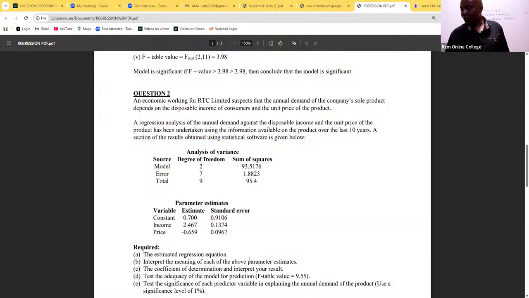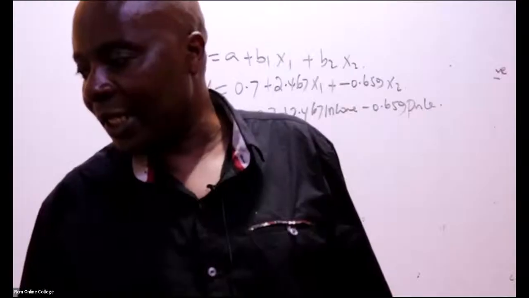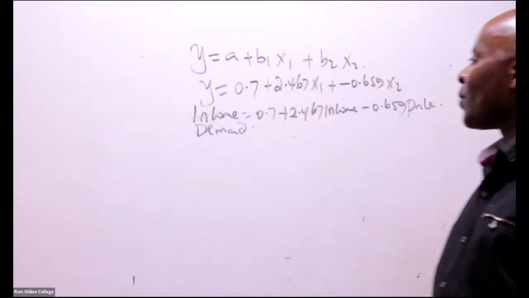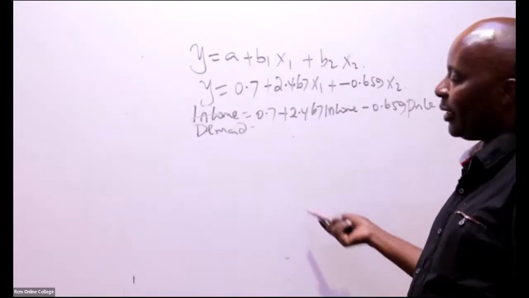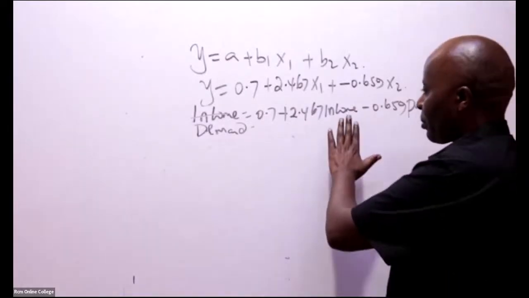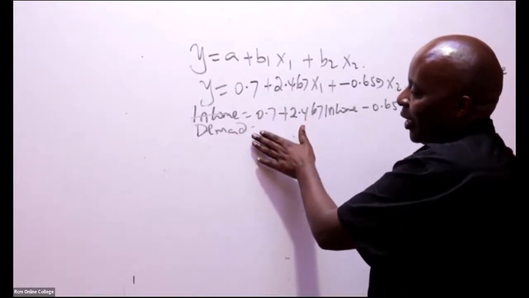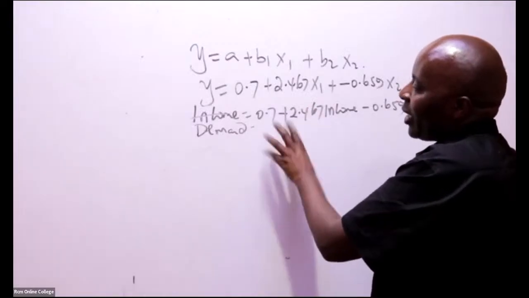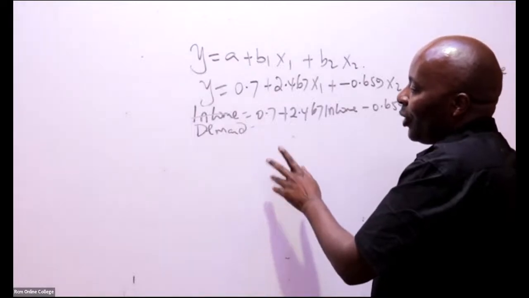Roman 2 of this question, they want us to interpret the meaning of each of the above parameter estimates. Let me just explain a little bit, and then we read. You see this 0.7 is a constant demand. This 0.7 is the demand when income is 0 and price is 0. If income is 0 and price is 0, then demand will be exactly 0.7. So this is the constant demand, which is not dependent on income nor price. You have the answer, don't write.